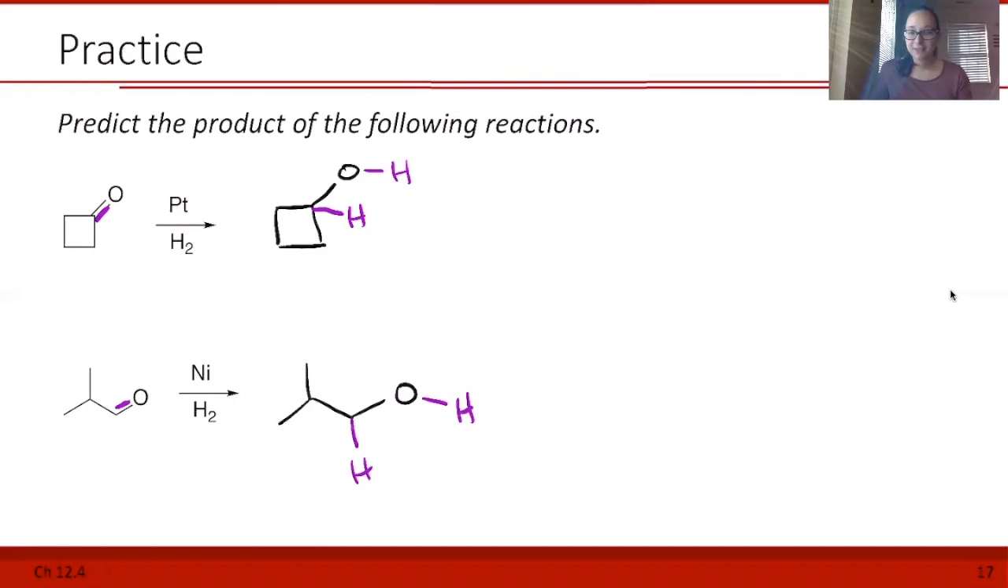So that is reduction reactions. Please practice this and do those practice worksheets that I'm going to give you guys, and make sure you really understand this and really are able to look at the reagents and figure out what the product is going to be.